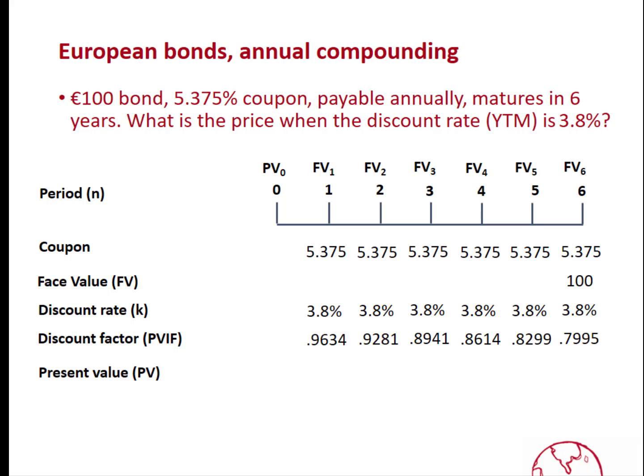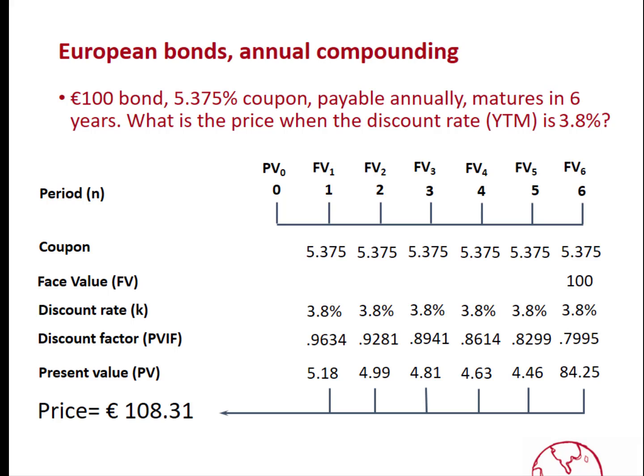To find the present value, you simply multiply the cash flows times the discount factor. You can see that the final cash flow of 100 plus the coupon payment of 5.375, so 105.375 euros, in today's dollars or present value terms is going to be 84 euros and 25 cents. As a holder of the bond, you receive all 6 cash flows, so you simply add them up to find out what the price would be, and the price is going to be 108 euros and 31 cents.